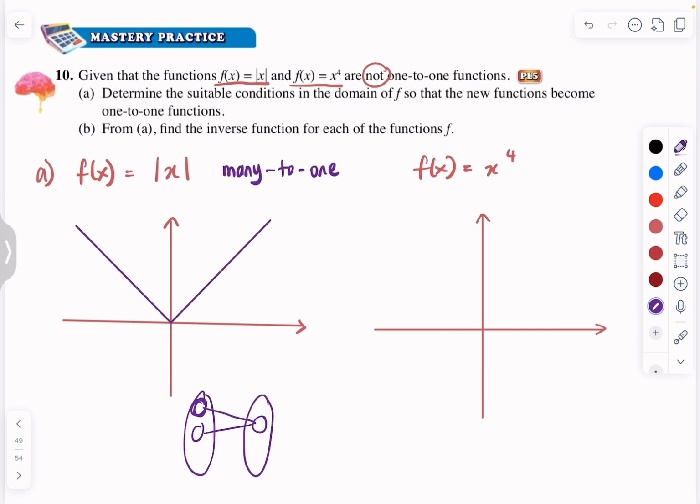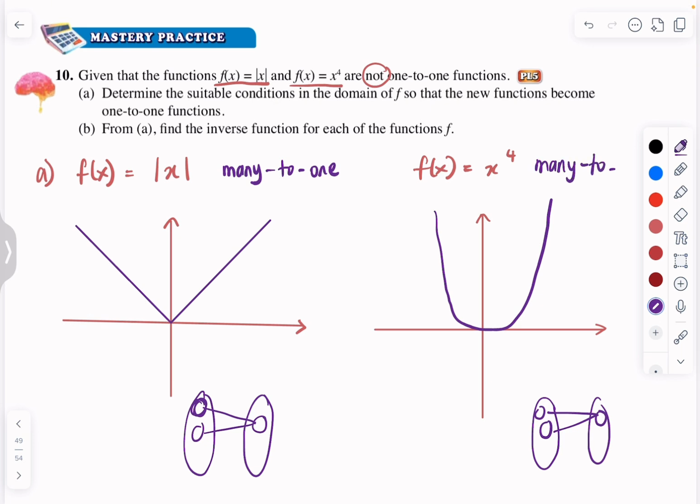And let's look at the x^4. Actually, it'll be more flat at the bottom, like that. Okay, so let's look at this. This one, each object also only has one image, but each image has two different objects. So each y has two different values of x. So this is also many to one. One image has two different objects. Many to one. So what they said is correct. They said they are not one-to-one, so they are actually many to one.